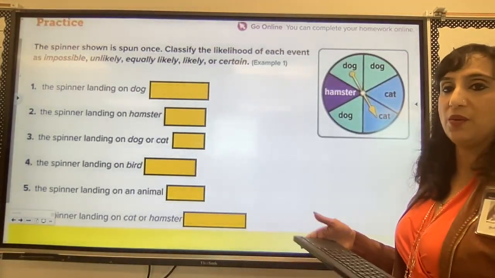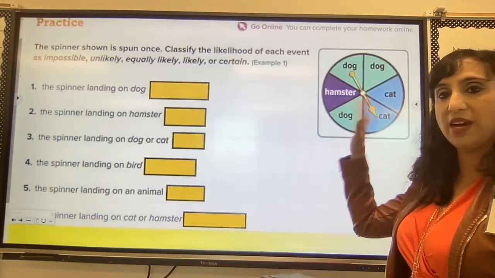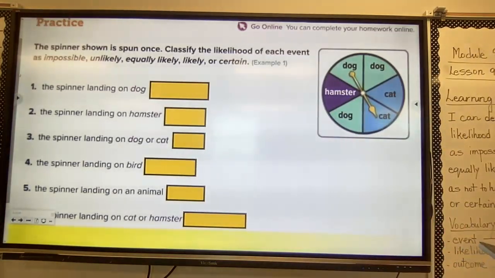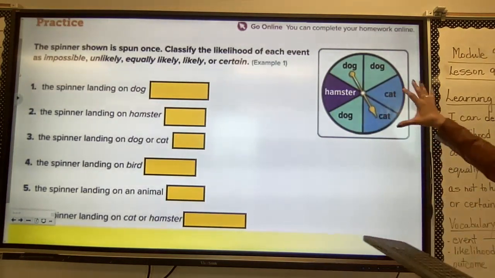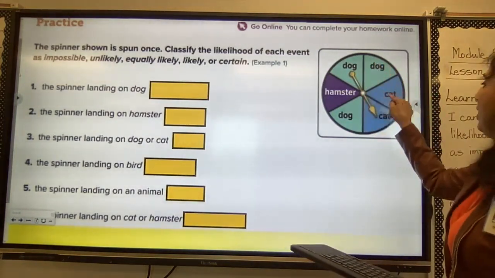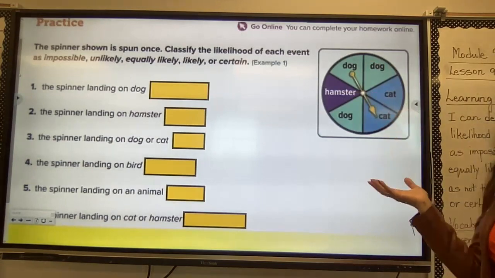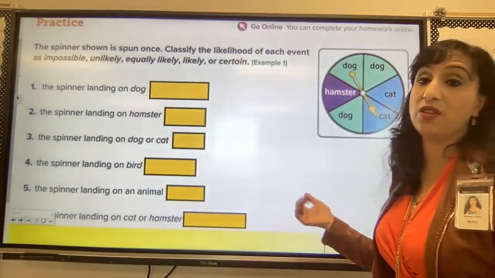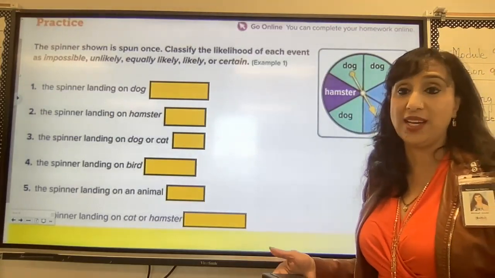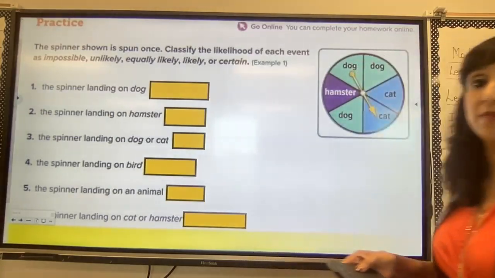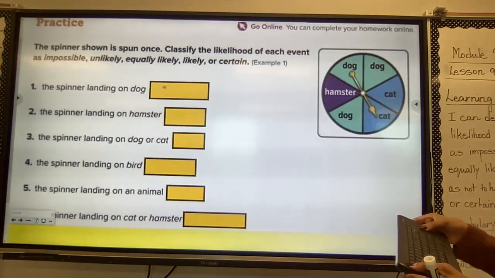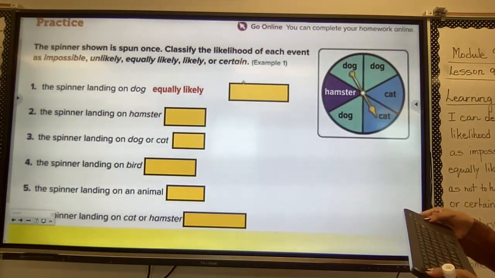All right. So we can see we have 3 dogs, 2 cats, and a hamster. So it's saying the spinner landing on dog. So look at how many dogs. There are 3 of these, and then we have 3 of these. So that means out of 6, half is the likelihood of dogs. So therefore, it's equally likely. Spinner landing on dog would be equally likely. Okay, so there we go.